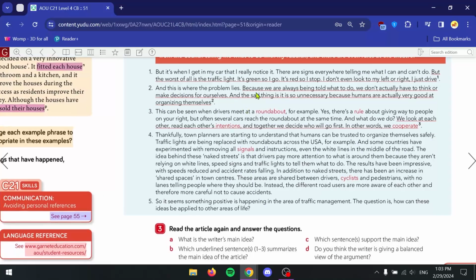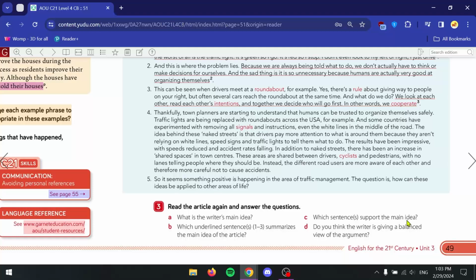Personally, I would say the second one. It summarizes things, but it makes the most sense as to what the main idea is. Basically, rules and having a problem with rules. We're always being told what to do. We don't actually have to think or make decisions for ourselves. Yada yada yada. Okay.